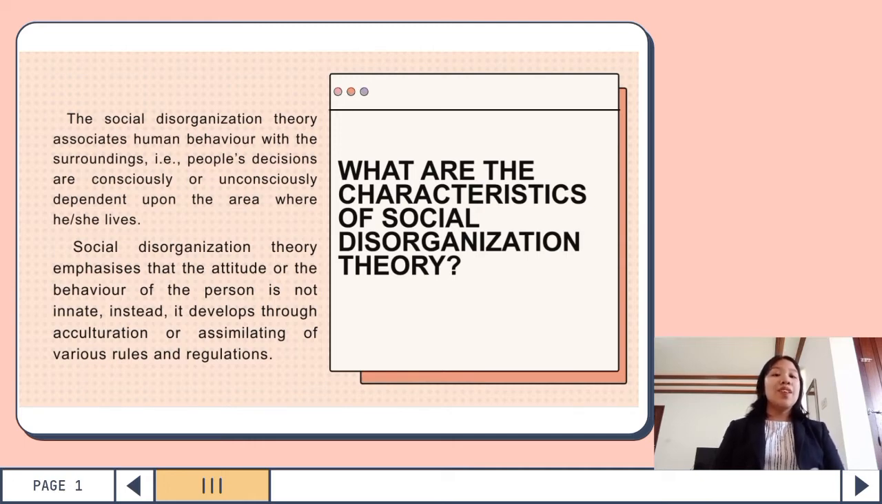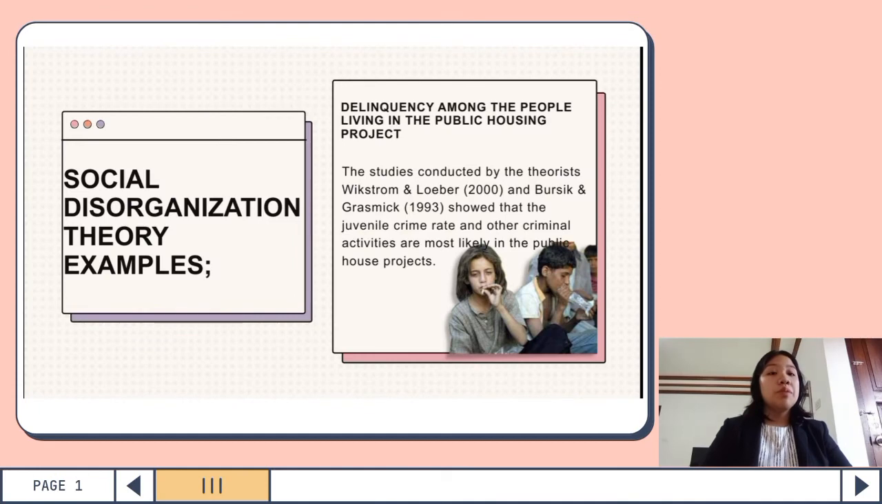As I said earlier, the location of an individual affects their behaviors. The theory states a person's physical and social environment are primarily responsible for the behavioral choices that a person makes, that the location matters when it comes to predicting illegal activities. I will give three examples about social disorganization theory.